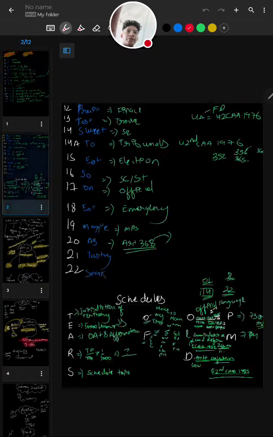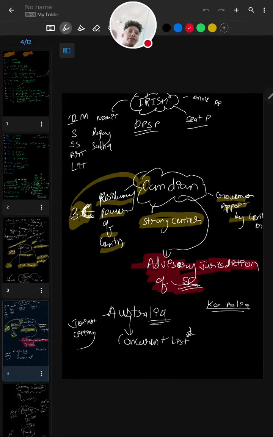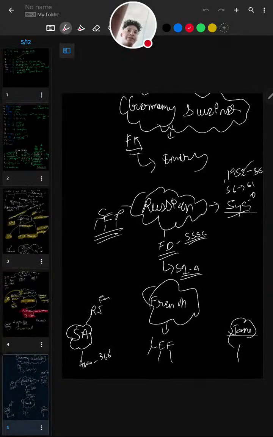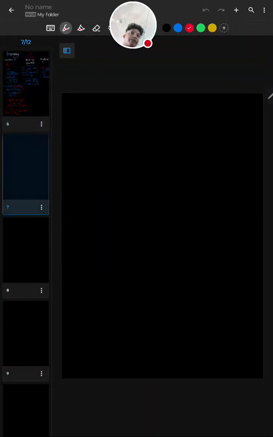So the 22 parts, schedules, the various different parts of the constitution which we have taken from different countries. Then the national emergency, president rule, and financial emergencies we have done. Now we are heading towards our fundamental duty, which is your 51st article of part A. I'm doing this prior because it is one of a kind.